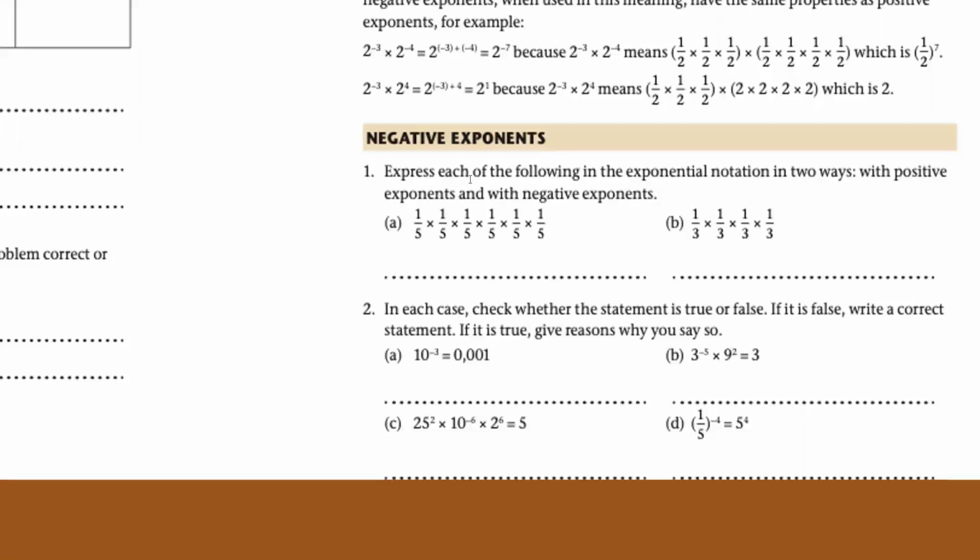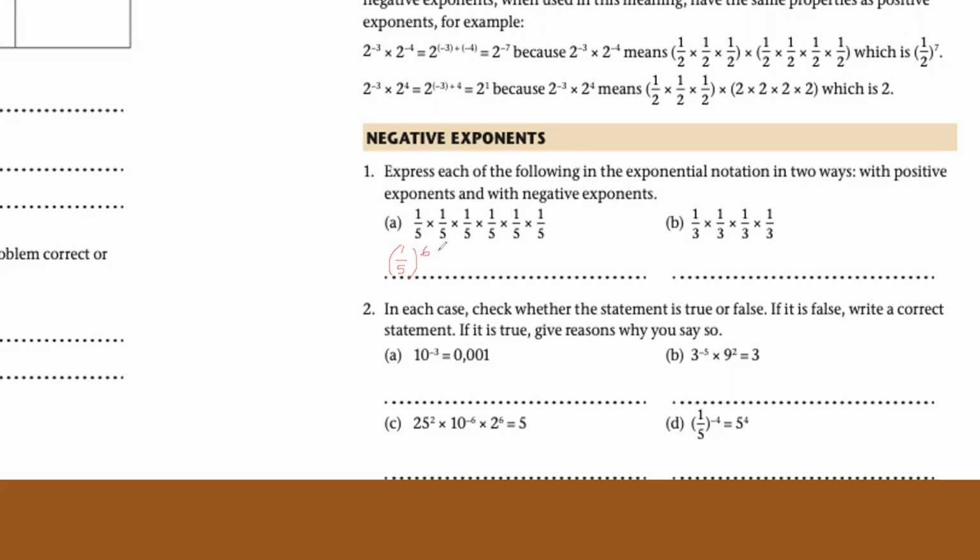For the first one, it says express each of the following in exponential notation in two ways, with positive exponents and with negative exponents. So the first one, if we flip this around, with positive exponents, you just say there's 1, 2, 3, 4, 5, 6 of them. So it is 1/5 to the power of 6.